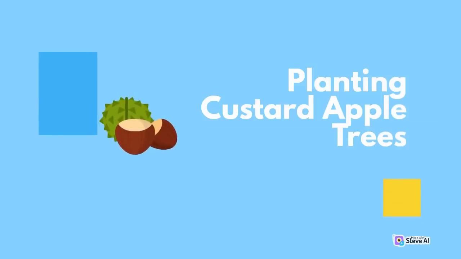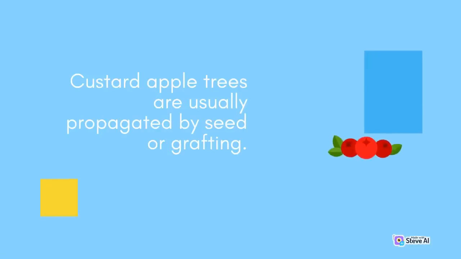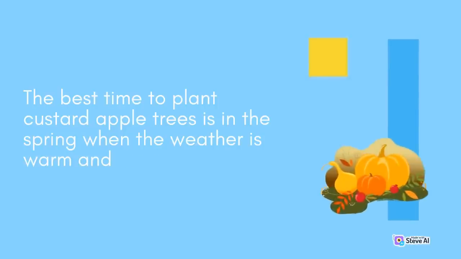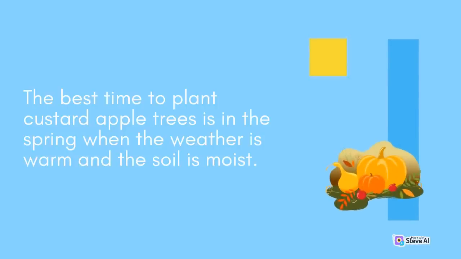Planting custard apple trees. Custard apple trees are usually propagated by seed or grafting. Grafting is the preferred method as it produces trees that bear fruit of superior quality. The best time to plant custard apple trees is in the spring when the weather is warm and the soil is moist.